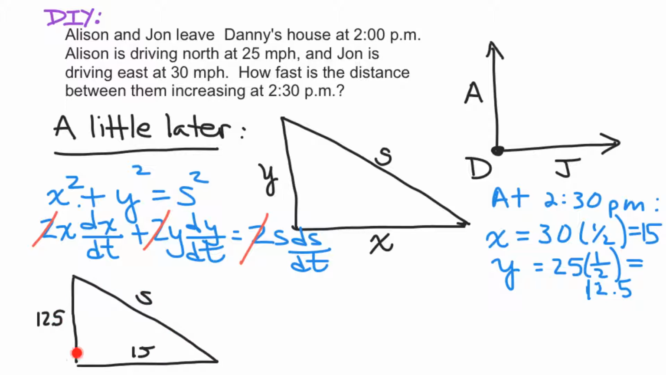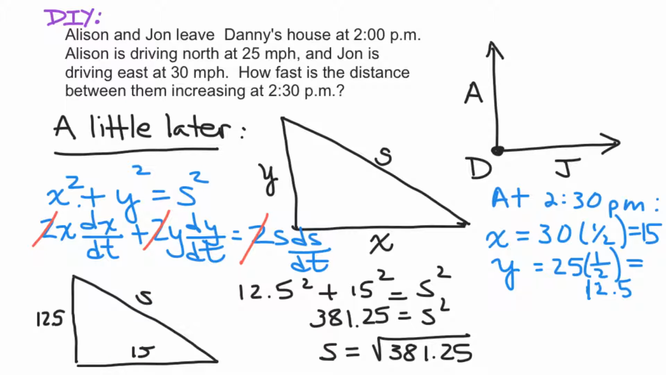Let's look at the triangle. At 2:30, we have 12.5 and 15, as we determined before, and here's s. How do we find s? Well, again, we use the Pythagorean theorem. 12.5 squared plus 15 squared equals s squared, and if we do the calculation here, we see that 381.25 is s squared, so s is equal to the square root, of course the positive square root, because this is a distance, of 381.25. And now we can go back to our equation, plug in the things that we know, and finally solve for ds/dt. So let's pause one more time.